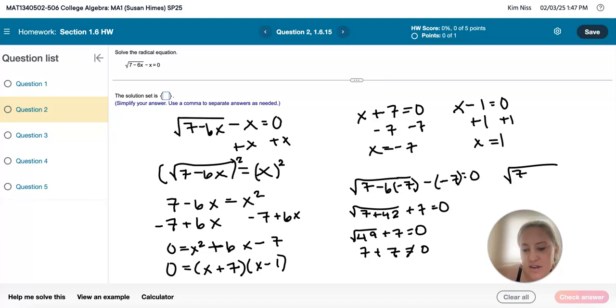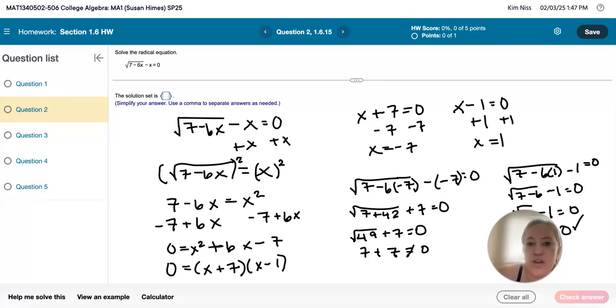So the square root of 7 minus 6 times 1, minus 1 equals 0. So the square root of 7 minus 6, minus 1 equals 0. 7 minus 6 is 1, so that leaves us with the square root of 1 minus 1 equals 0, which is just simply 1 minus 1 equals 0. So that is the solution. x equals 1 is our solution, which means that x equals negative 7 is an extraneous solution.